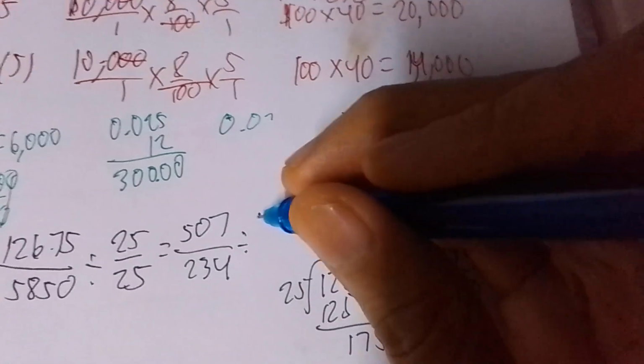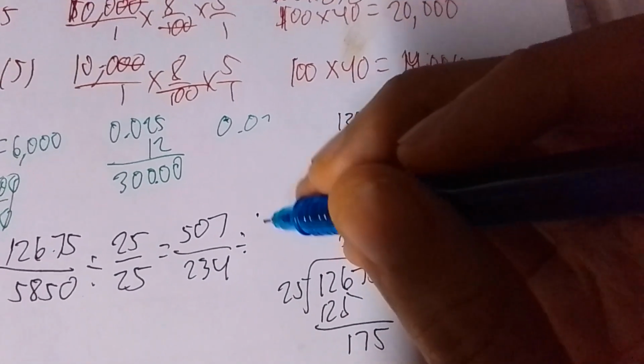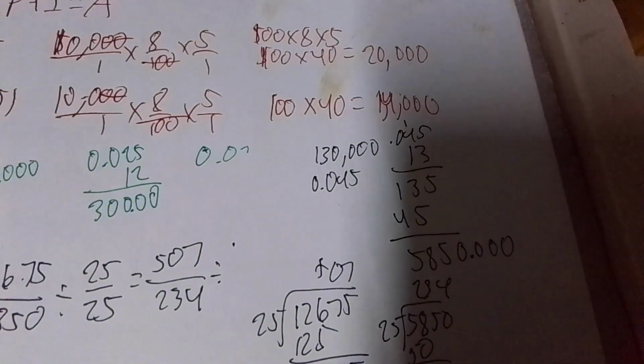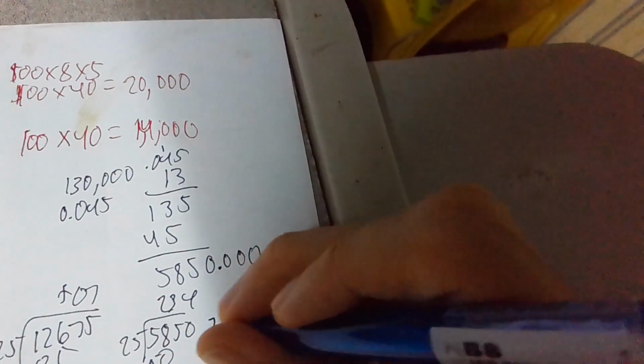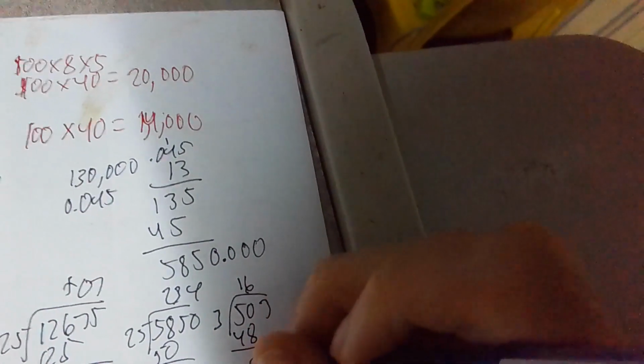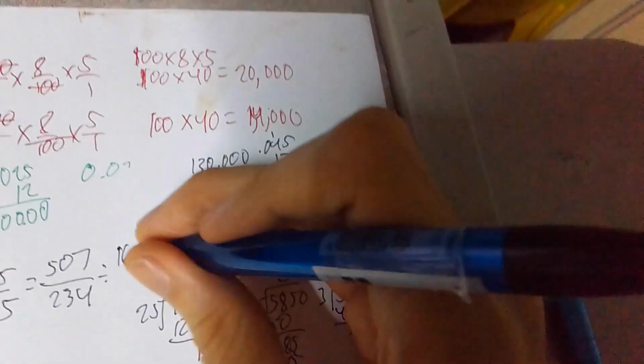Thank you, Lord. So divide both sides by 13, or by 3. We're going to divide both sides by 3. Let's see if it works. So 507 divided by 3 is 169. And 234 divided by 3.